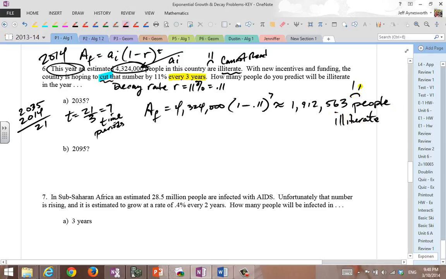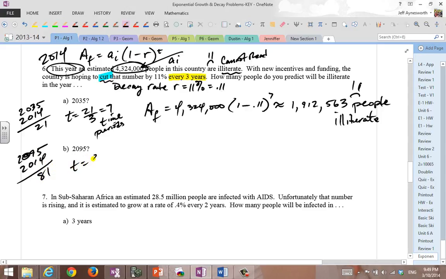That's bad. I mean, even though they put in these new incentives and funding and everything to help people read and write, there's still almost 2 million people illiterate after 21 years, which is really bad because we want our society to be fully functioning, right? All right, but how about in the year 2095? So 2095 minus 2014, we get 81 years.